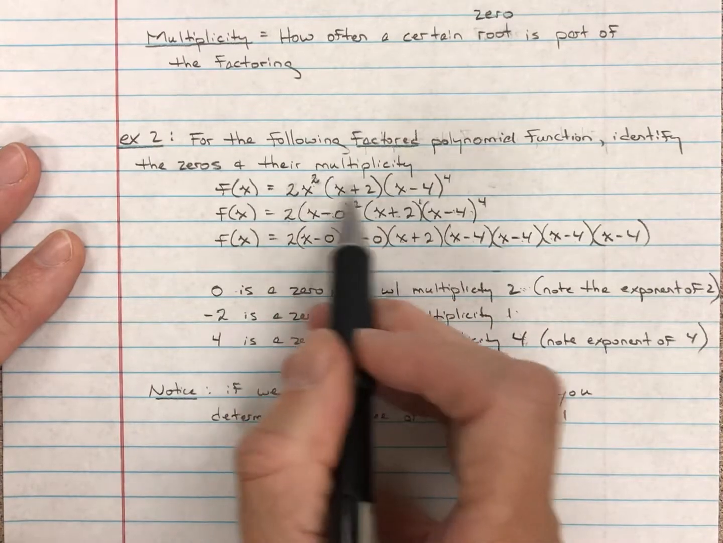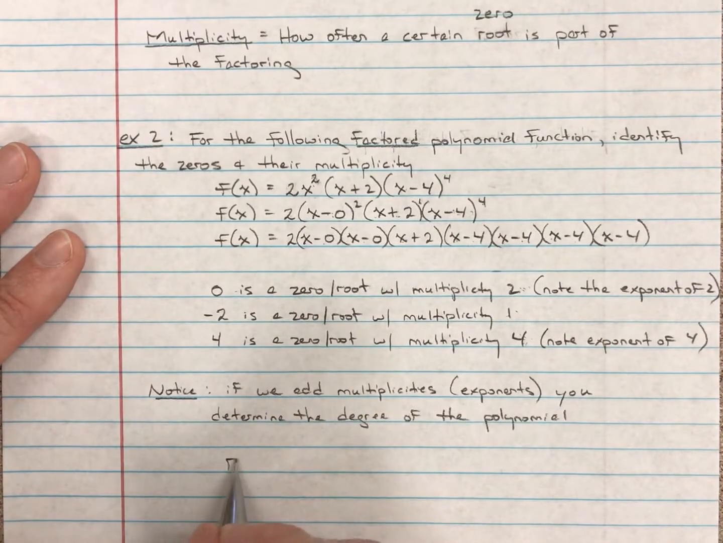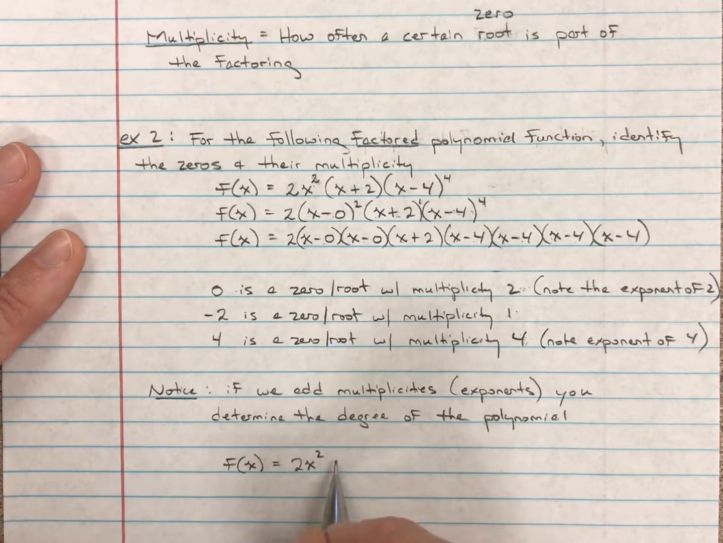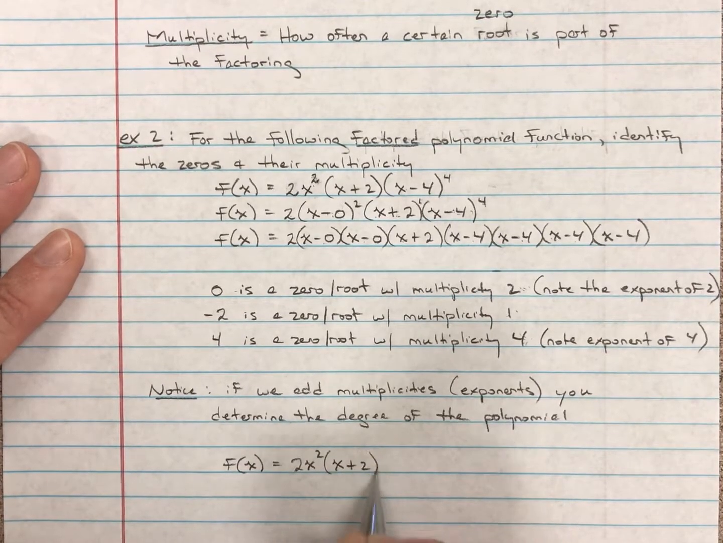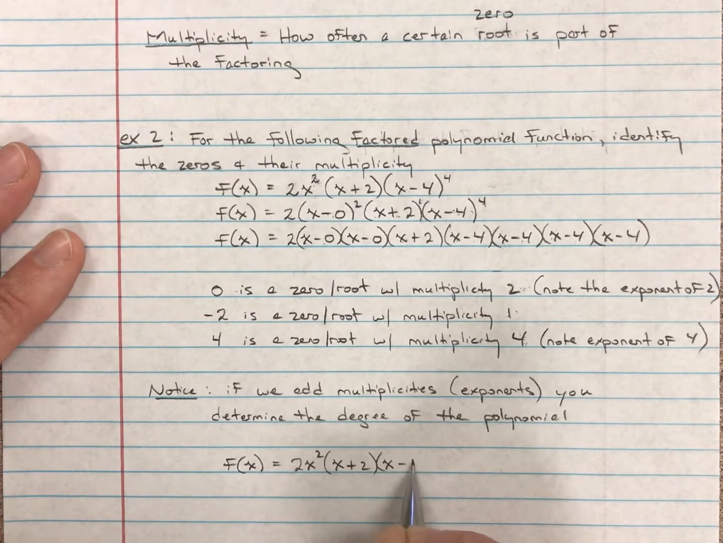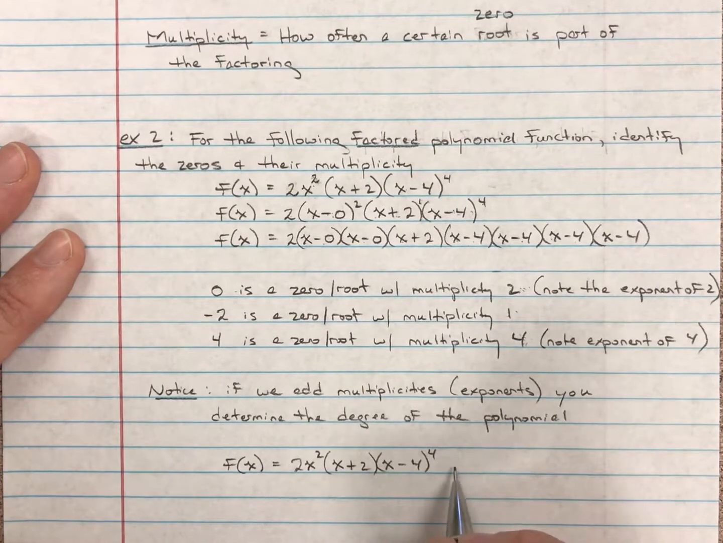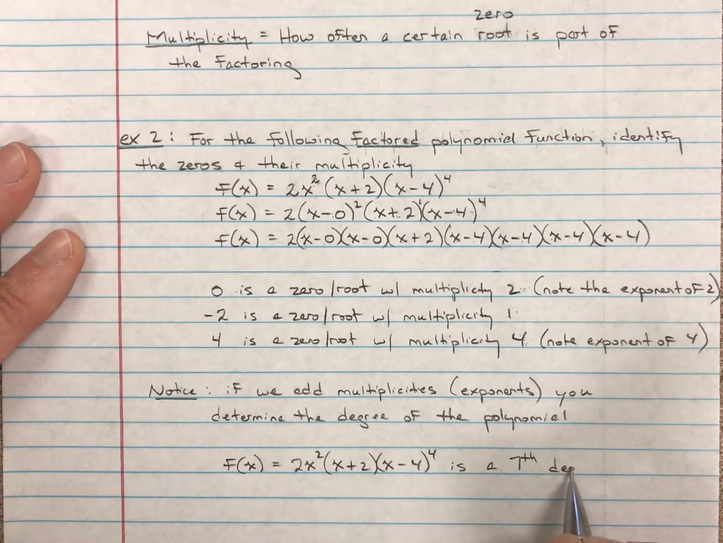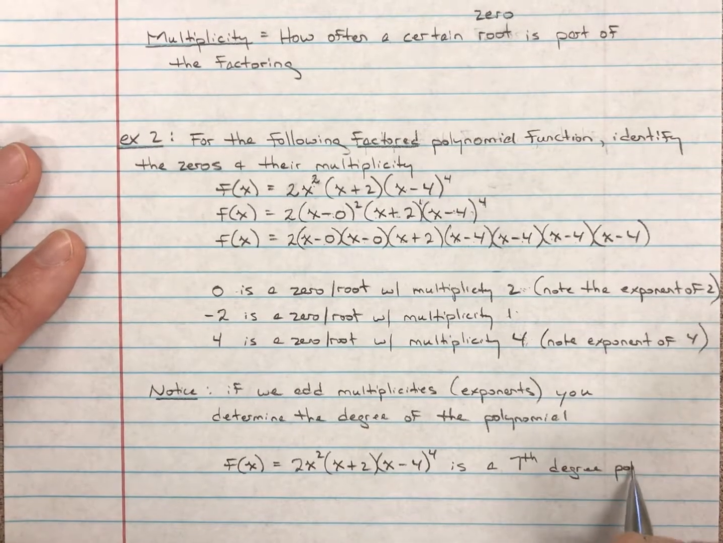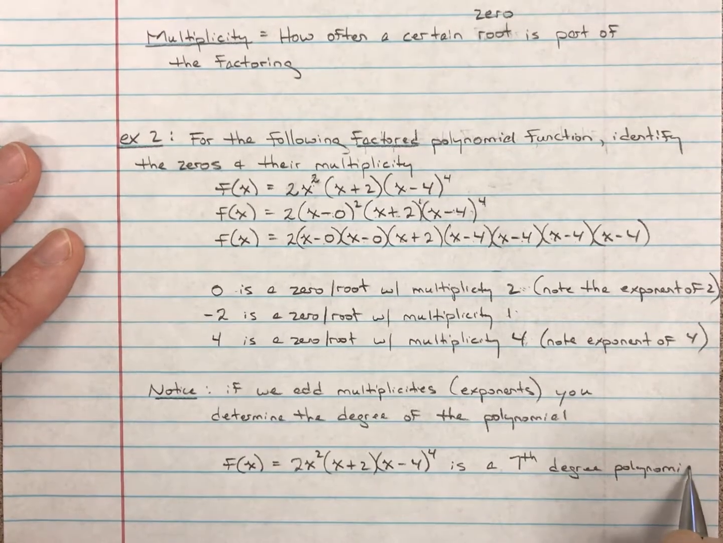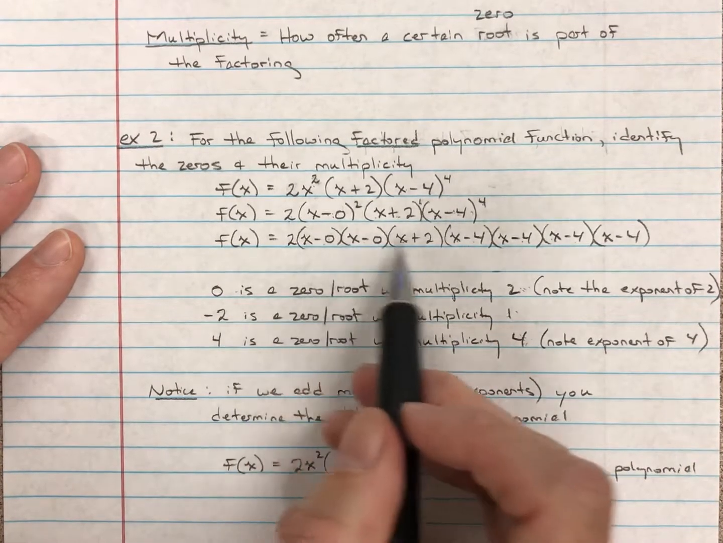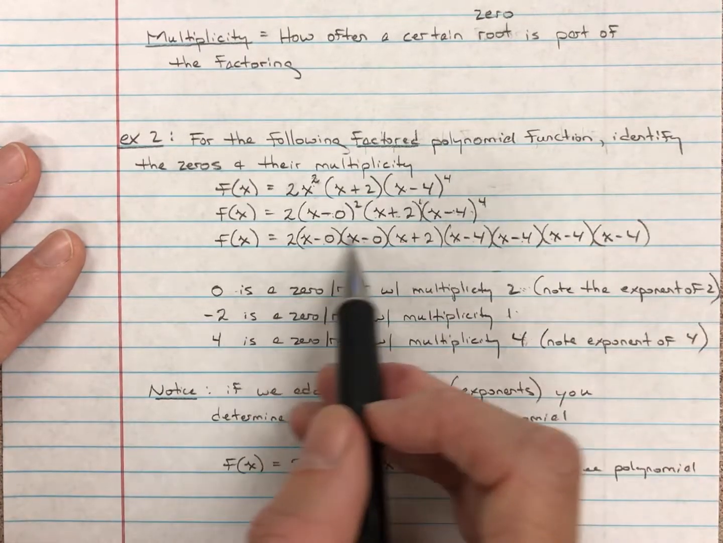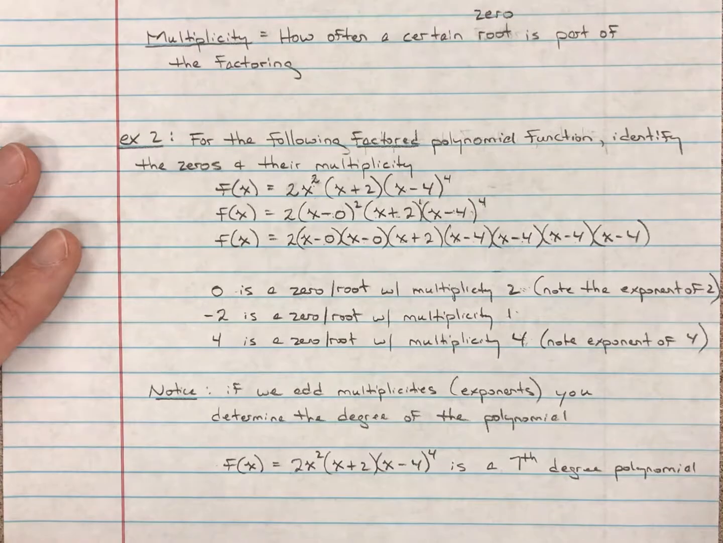Okay, so this polynomial, f of x equals 2x squared times (x plus 2) times (x minus 4) to the 4th, is a 7th degree polynomial. 1, 2, 3, 4, 5, 6, 7. We're going to have x to the 7th power once we've multiplied all of that out.